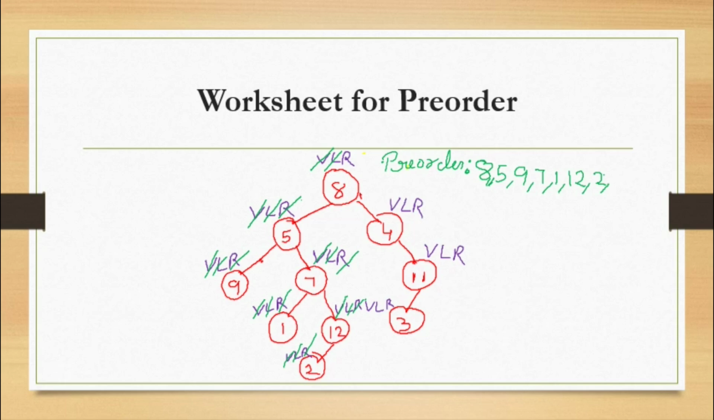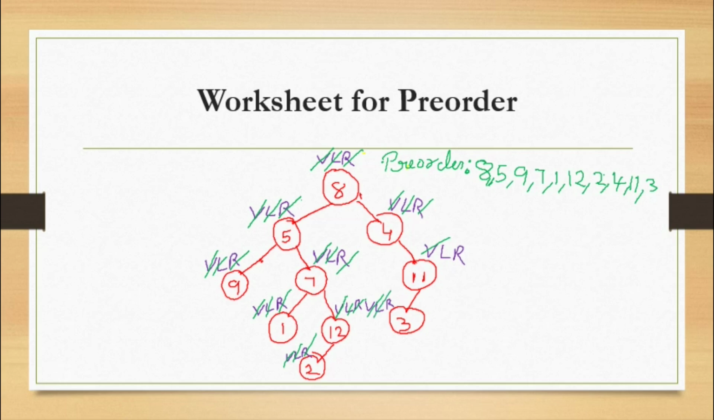Again from 8 I need to go to the right of the 8. Again I'm visiting 4 there. So I need to go to left. There is nothing in the left, so I need to cut it. Then I need to go to the right. On the right I'm visiting 11. So I need to cut. Again I'm going to the left. I have 3. So I am cutting all the VLR.